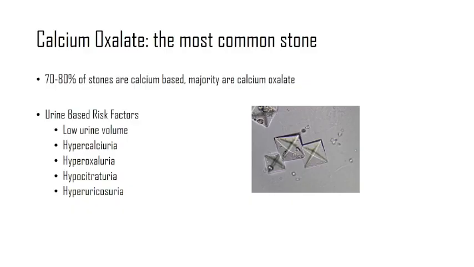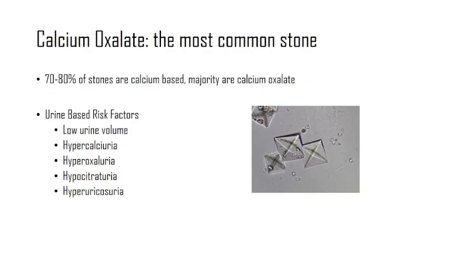The urinary risk factors for calcium oxalate stones are any one or more of the following: low urine volume, hypercalciuria, which means high calcium in the urine, hyperoxaluria, which is high oxalate in the urine, or hypocitraturia, which is low citrate in the urine. Citrate is an organic compound that has 2 negative charges that can bind to calcium and keep it more soluble in the urine and away from oxalate or phosphate. So citrate is the main stone inhibitor for calcium stones.